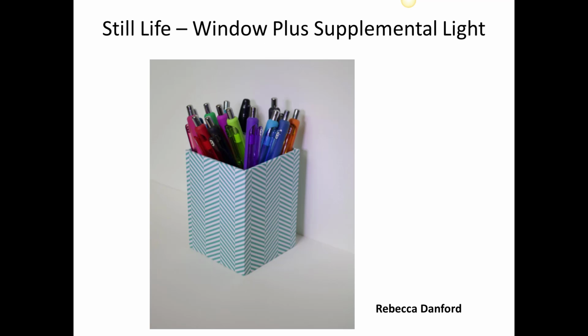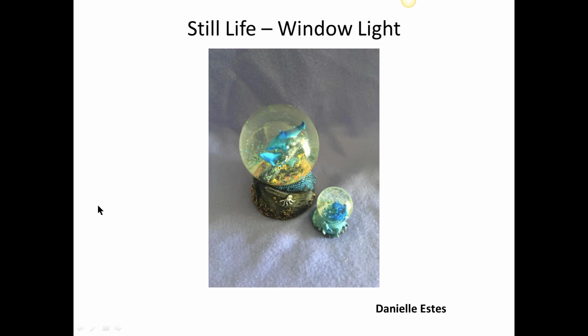This is Rebecca's. Very simple, and this really shows the benefit of the light, because this little bit of shadow here really makes it more interesting. And this is another of the still life with just the window light, which I thought worked quite nicely with this. And very simple, just a couple of snow globes and on a towel.